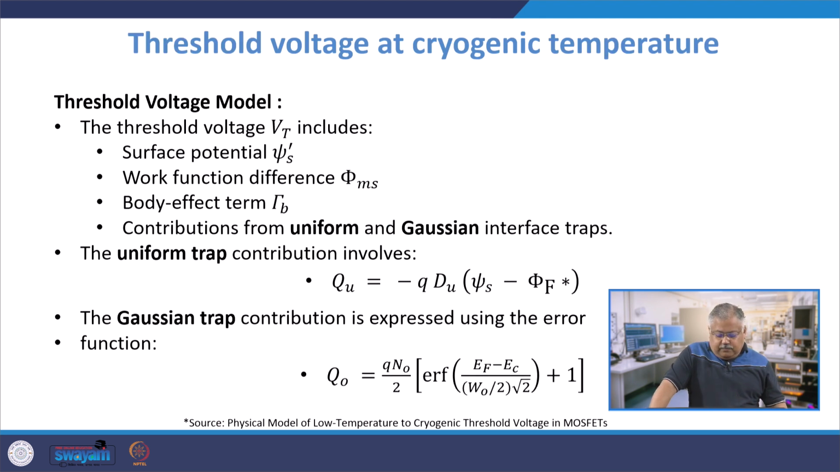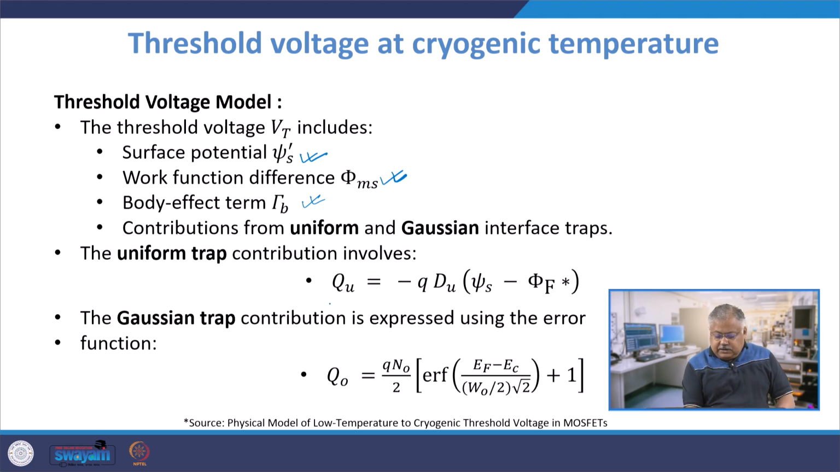Let us look, therefore, at the modified threshold voltage model at cryogenic temperature. As I discussed with you earlier, the threshold voltage will depend on the modified surface potential psi_A star. It will depend upon the work function difference, it will depend upon the body effect, and it will also depend upon the contribution of uniform and Gaussian interface trap charges. So, there are two trap charges which are available. One is a uniform trap charge, right, and one is a Gaussian interface trap charge. Uniform trap charges are fixed per unit area, per unit volume, and they do not vary with space, whereas Gaussian trap charges will vary with energy as well, as I have shown you earlier.